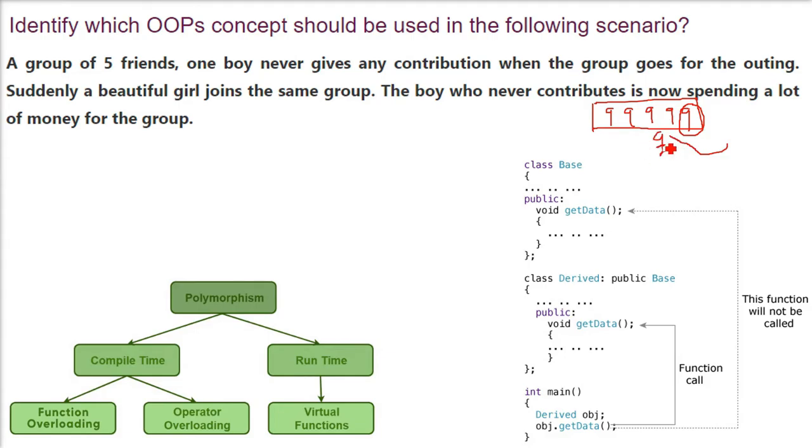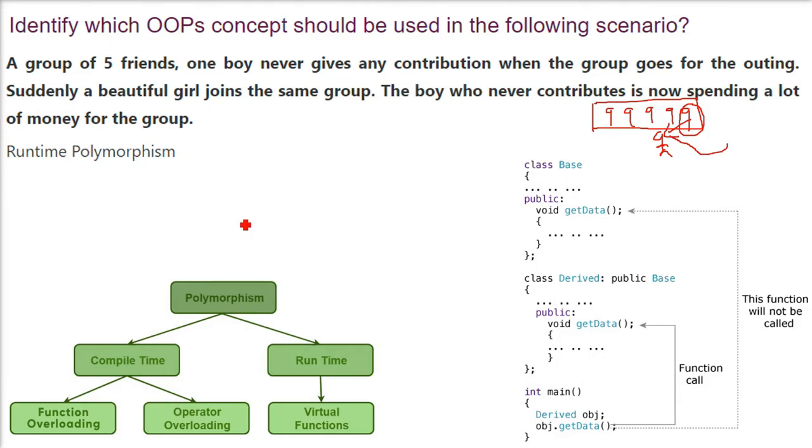Now very, very good looking, beautiful girls come into this group. Now the boy who was not contributing started contributing. He is now spending a lot of money in this group. So you have to identify which OOPS concept should be used in the following scenario. I have already given it in the pictures. The answer is runtime polymorphism.